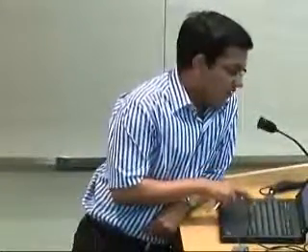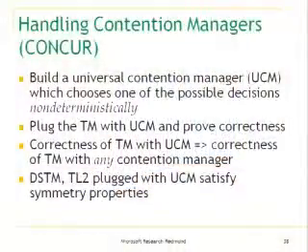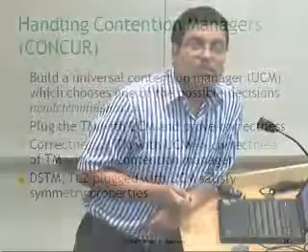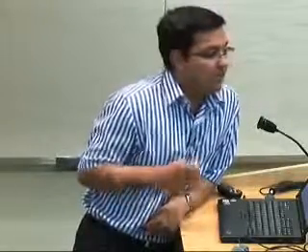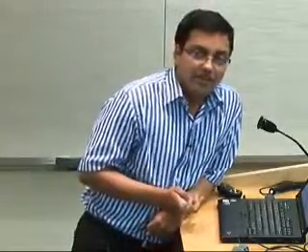So what we did here was we built a universal contention manager which chooses one of the possible decisions non-deterministically. We don't put any contention manager, and it's simply completely non-deterministic, which can make any decision at any point of contention. So we plug our TMs, that is DSTM, TL2, and two-phase locking, with our UCM, and we prove their correctness. And we know that if a TM is correct with the universal contention manager, then it's correct with any contention manager, because the language of any specific one is included within this highly non-deterministic TM.